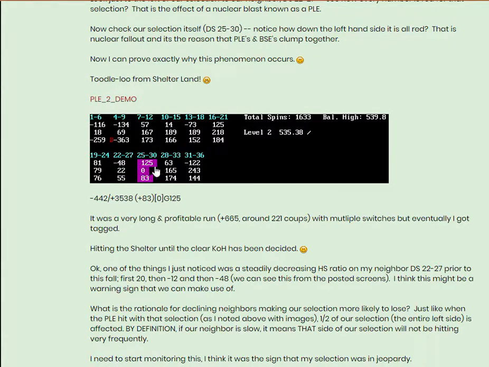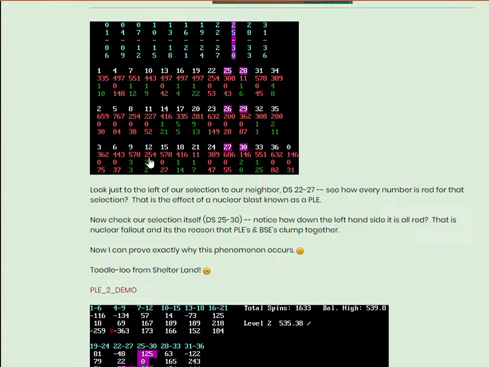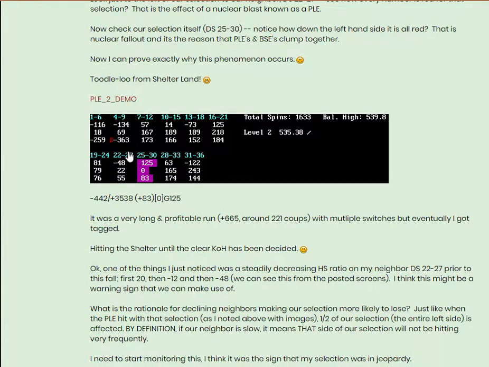Oh, new session, right? This has got to be a new session. 125 and 0. Oh, it finally did gap. So at 1633, it finally has gapped. Clearly still King of the Hill. All right, and there it is. It was a long and profitable run.